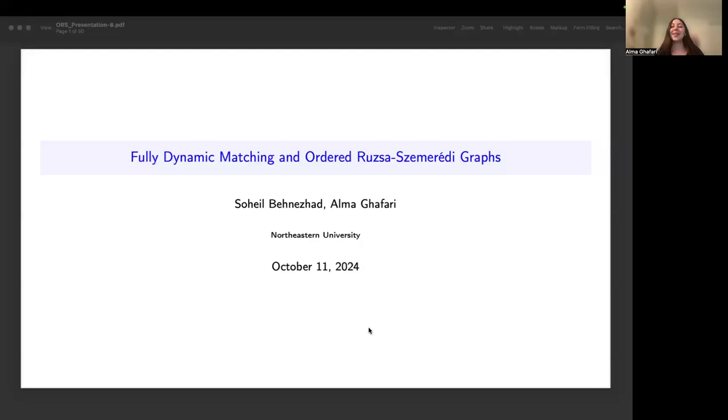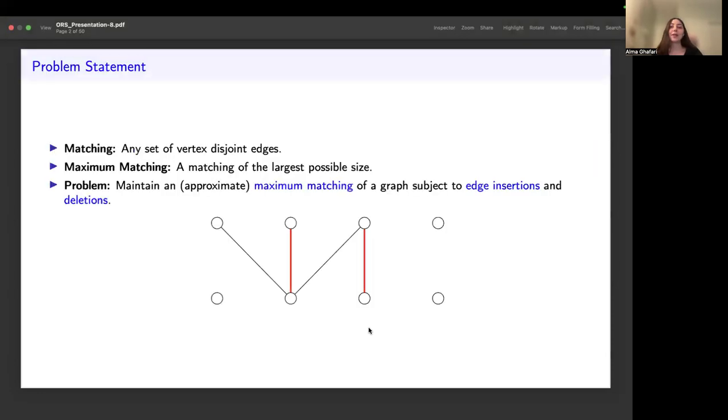Hello everyone, I will be talking about fully dynamic matching algorithms and I will be introducing order Ruzsa-Szemerédi graphs. We are particularly interested in bounding the running time of our algorithm with this type of graph. This is a joint work with my advisor, Soheil. Let's get into the problem definitions.